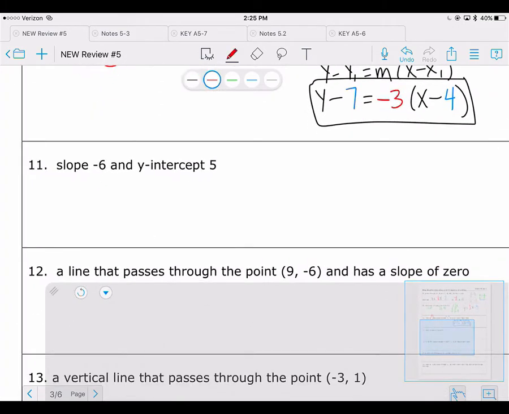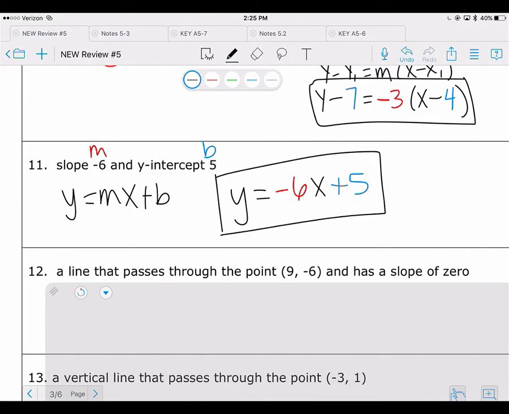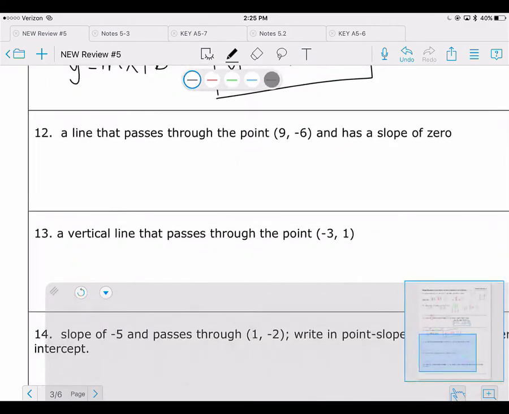Problem 11 gives us a slope and a y-intercept, so it gives us an m and a b. Therefore, we should quickly and easily plug into y equals mx plus b. My slope is -6, my y-intercept is 5, and I'm done with my problem. So if they give you a slope and a y-intercept, then you're done. If they give you a slope and an x-intercept, remember to do point-slope.